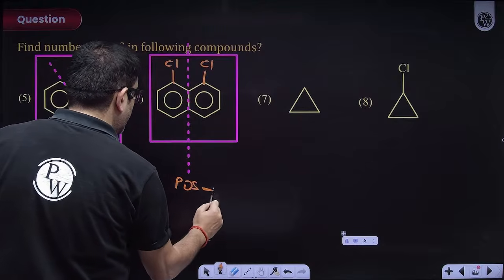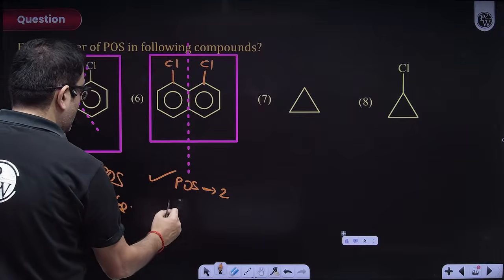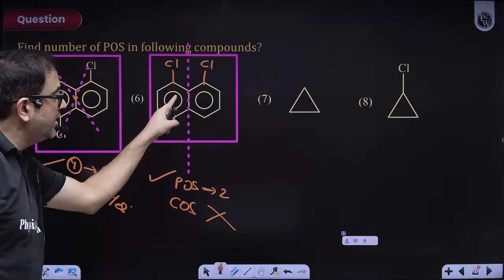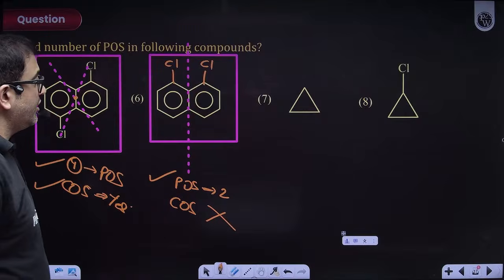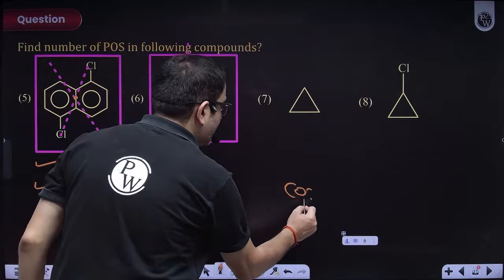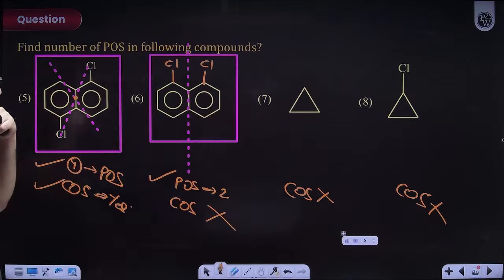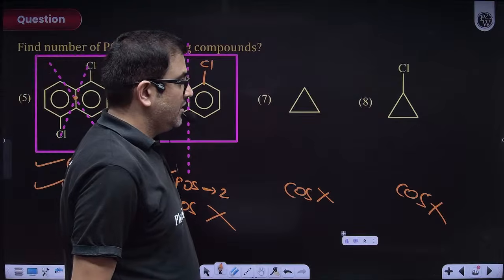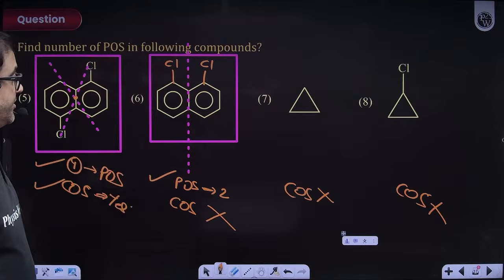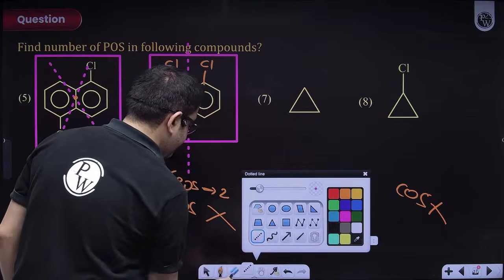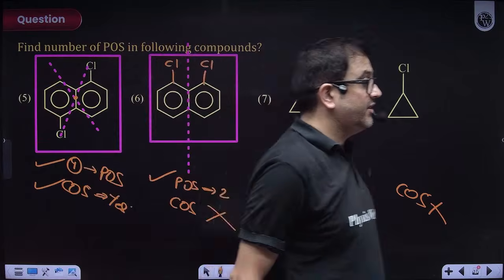COS 2. COS none. Why? Because obviously chlorine going along center, I cannot find that chlorine. Obviously, this also does not have any COS. This also does not have any COS. So here only this has COS. What about plane of symmetry? So this had 2. The seventh one.